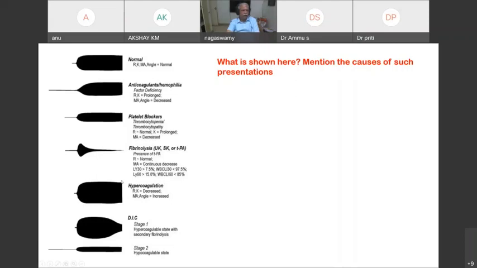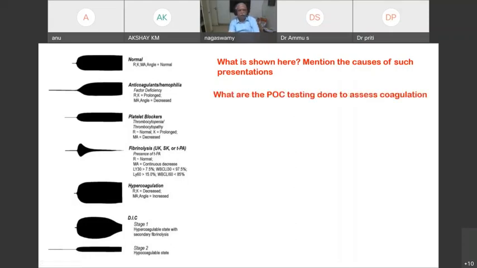In hypercoagulation, the reaction time is very short, the onset of clotting is very fast, and the thickness of the clot is also very much increased. And DIC happens in two stages. The initial stage will be hypercoagulable, and the later stage will be hypocoagulable, with prolongation of clot formation.